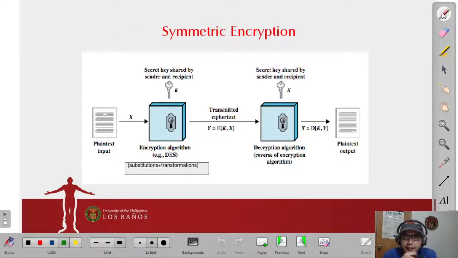So what do we mean by encryption? Encryption is important when it comes to security for confidentiality purposes. We don't want our data to be read or accessed by others who are not supposed to access the data. And the way encryption works is using some, as shown here, substitutions and transformations.